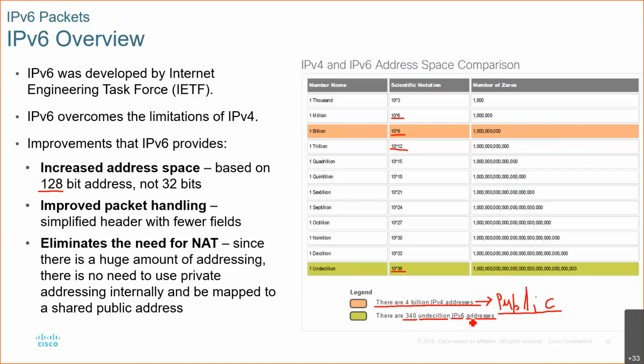And we're talking about public addresses, you know. That's it. Add your device, put it on the internet, and give it an IP version 6 address. Okay. So we are talking about public addresses. This is the benefit of using IP version 6 addresses. It has other benefits, like improved packet handling, because it has fewer fields, and there's no need to do NAT, which is complicated.